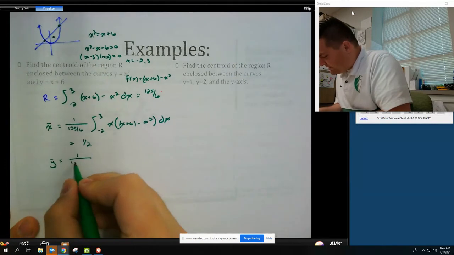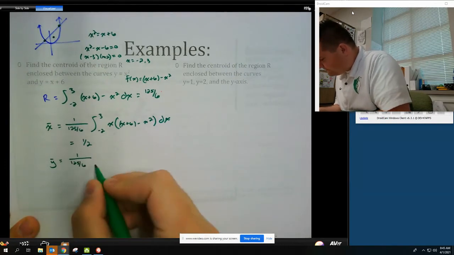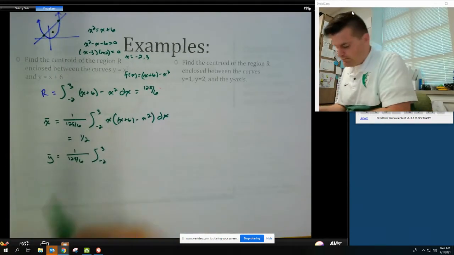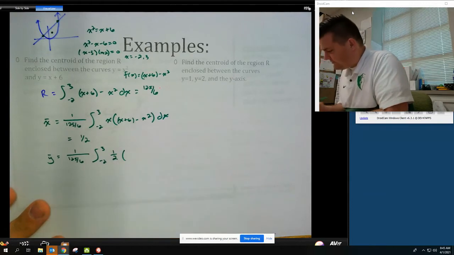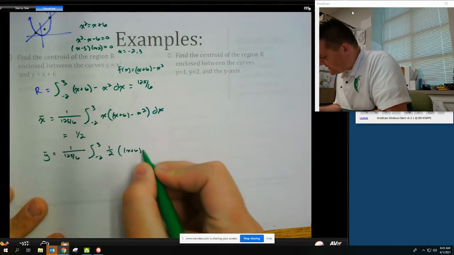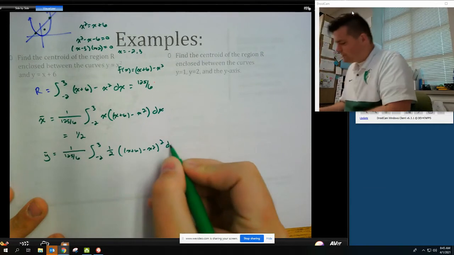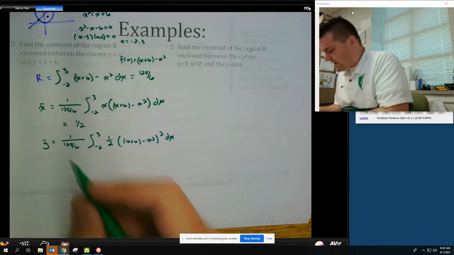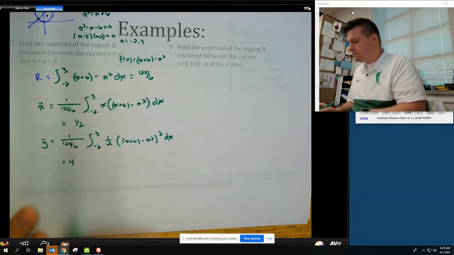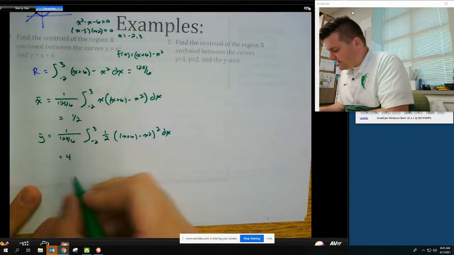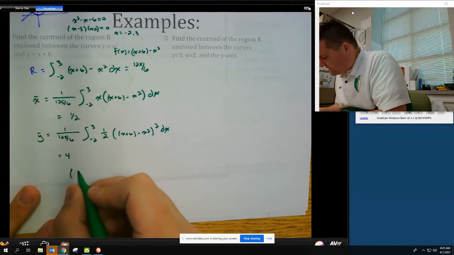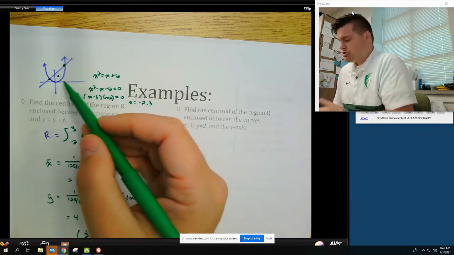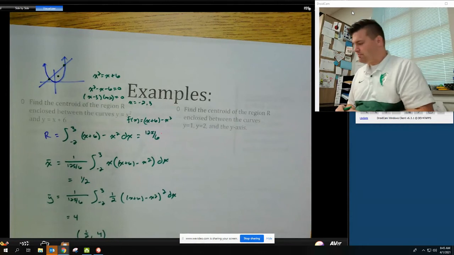So for y bar, same thing. But now it's going to be my function squared. So it's 1/2 of my function squared, which is x plus 6 minus x squared, all squared. Calculator. Wow, what a clean answer this was. This is 4. So my centroid here is 1/2 comma 4, which if I go up to my picture here, pretty good. Pretty good.